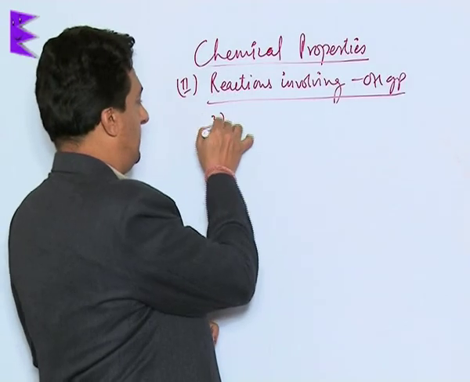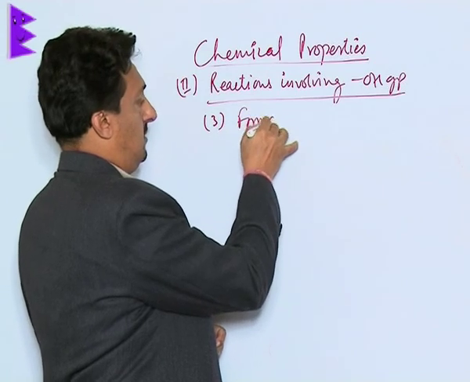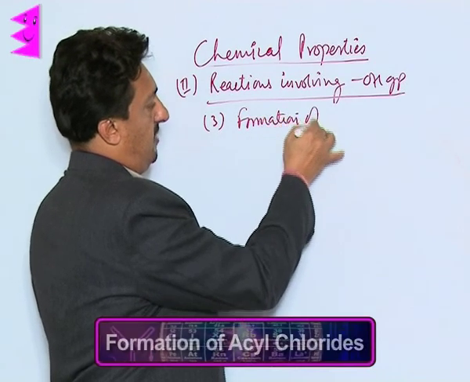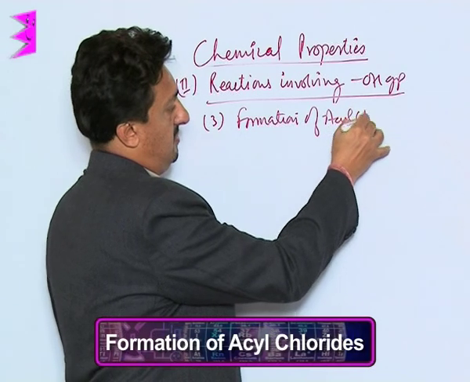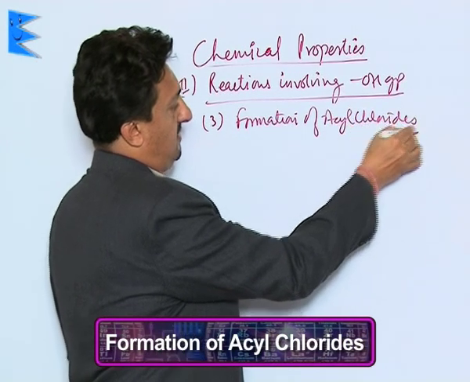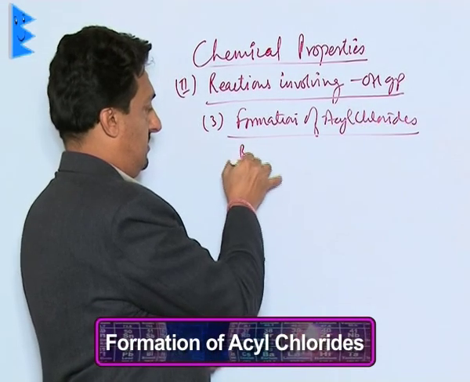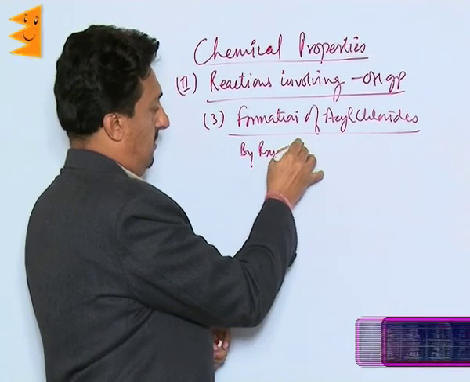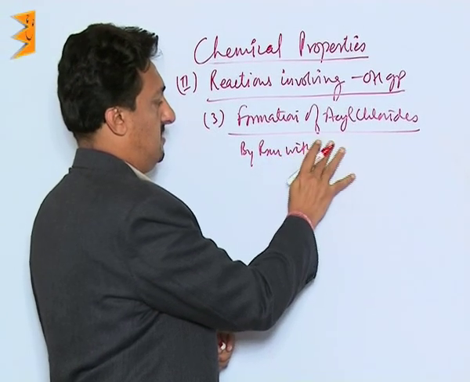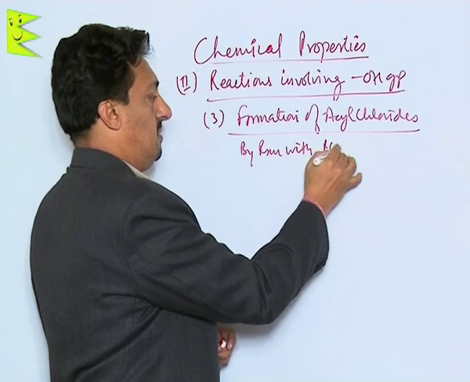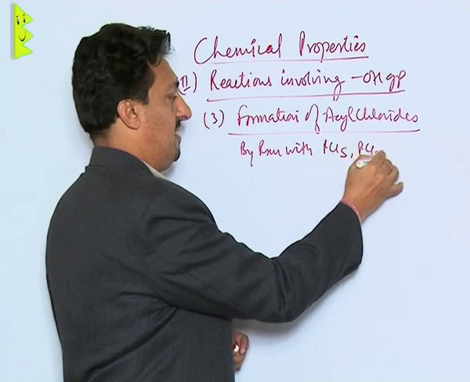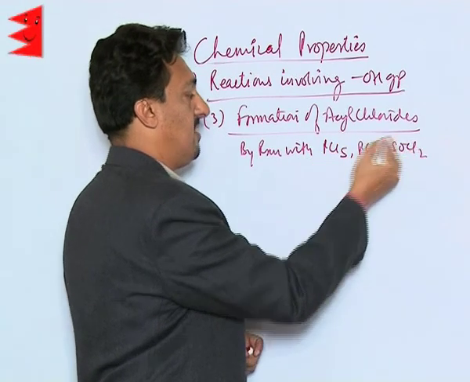Third is the formation of acyl chlorides by reaction with PCl5 or PCl3 or SOCl2. These are called chlorinating agents.